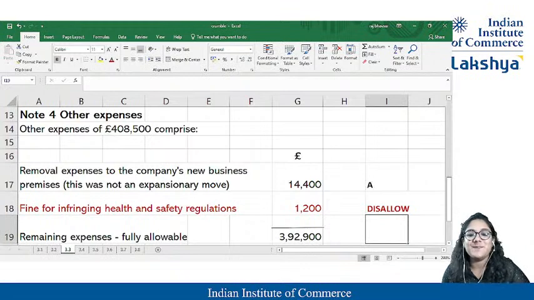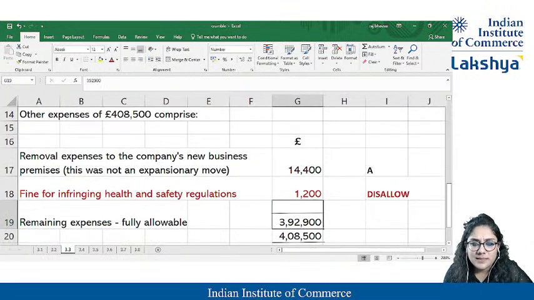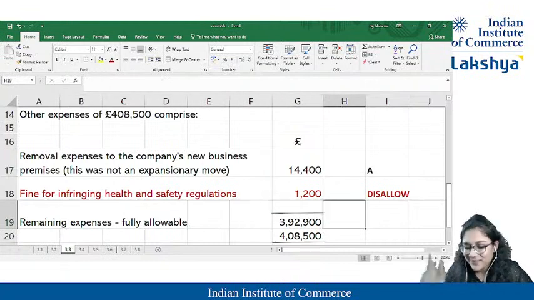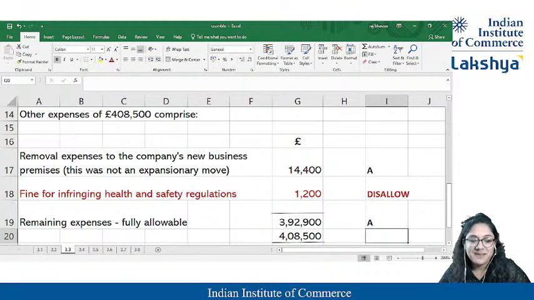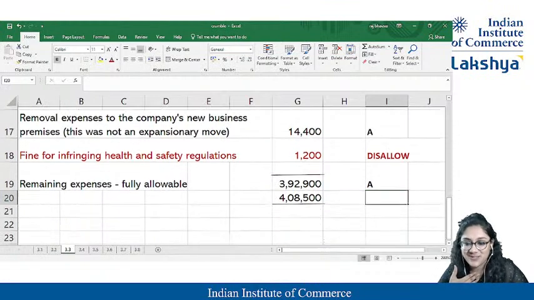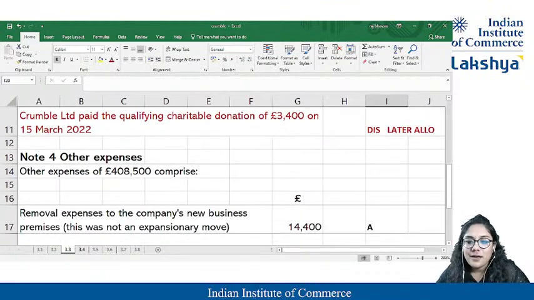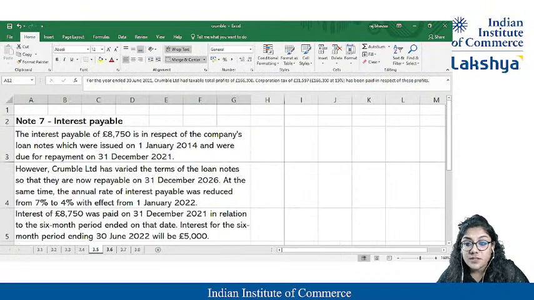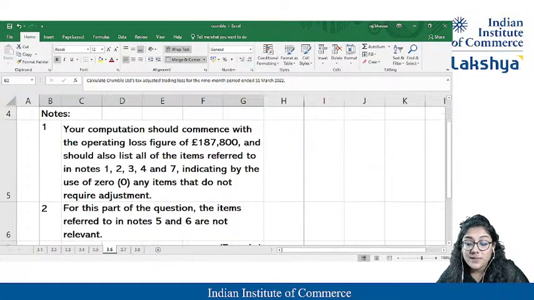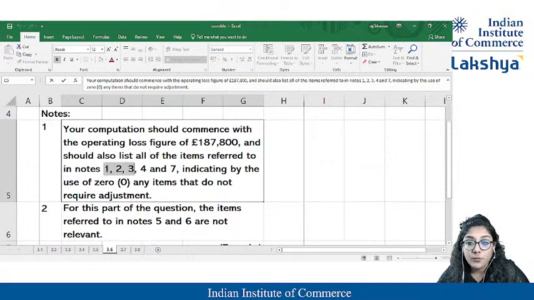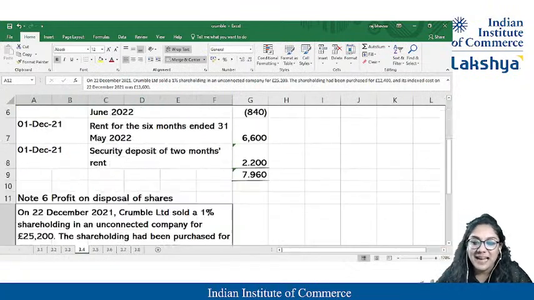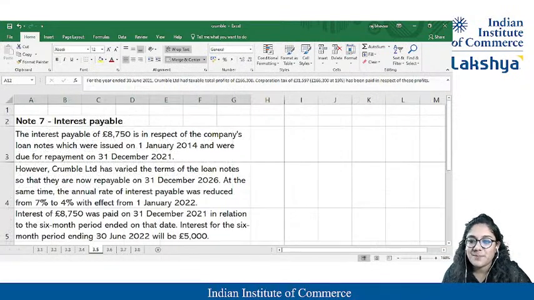Remove it. Now this question: remaining expenditure fully allowed, it is given in the question only, so we will take that. Okay, you are telling us, we'll trust you. That's all. Note 5. Remember in the first question we only took notes 1, 2, 3, 4 and 7th. Notes 5 and 6 are not relevant, so we will not touch them. Forget about this. Now the 7th.